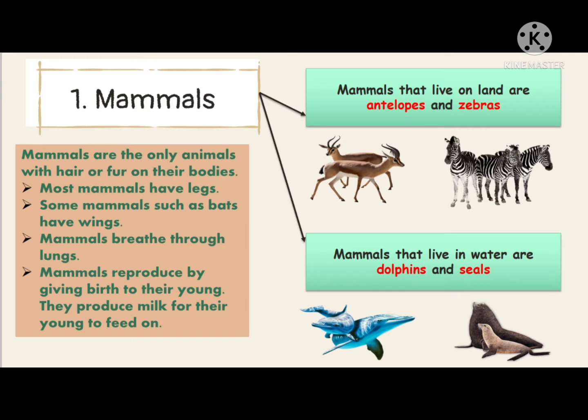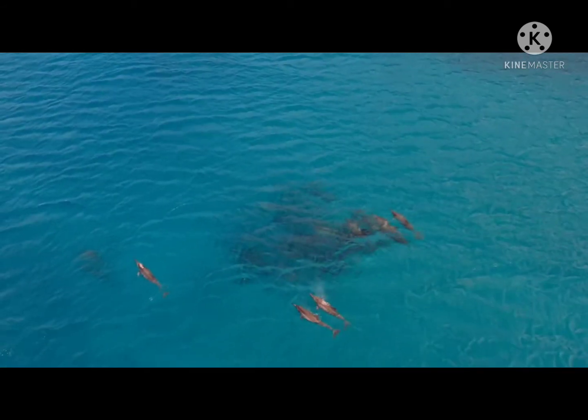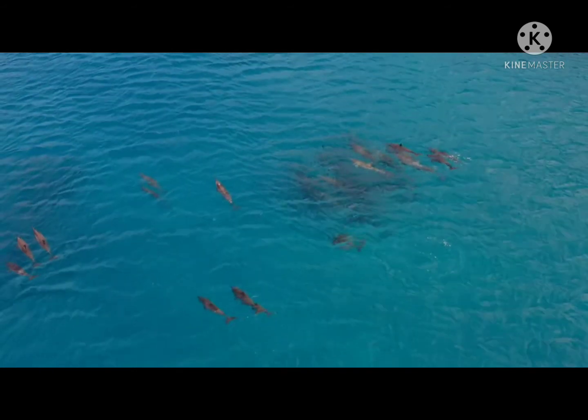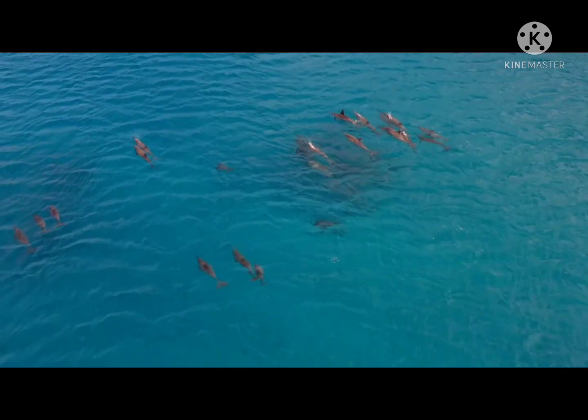Mammals that live on land are antelopes and zebras. Mammals that live in water are dolphins and seals. Dolphin lives in water, so it should be fish. How can it be a mammal?